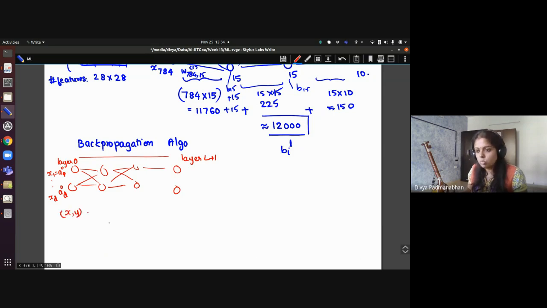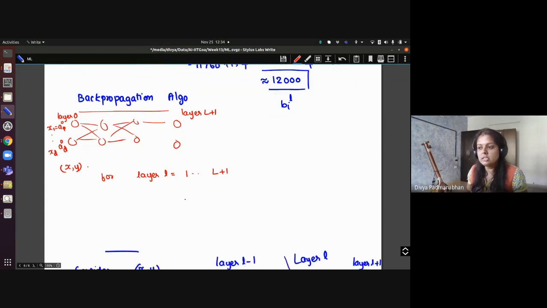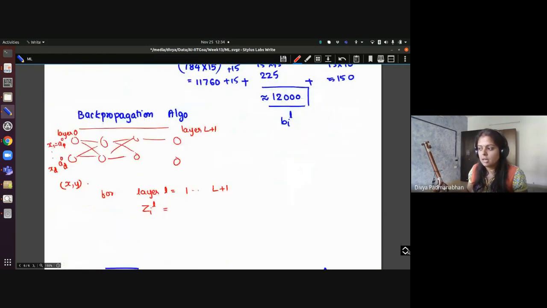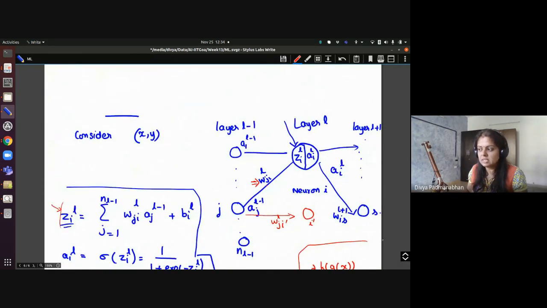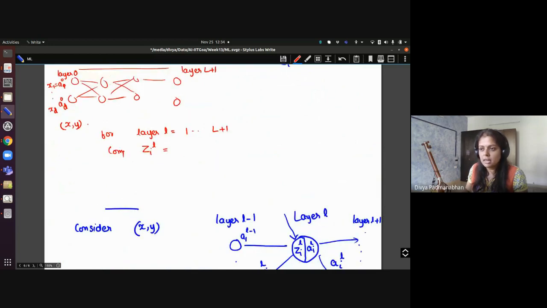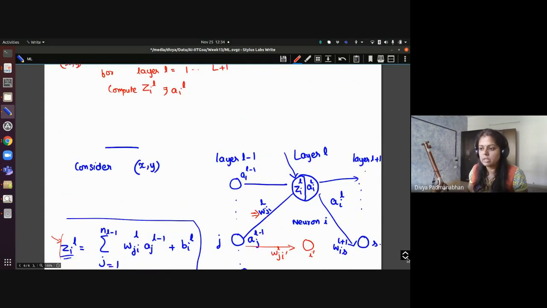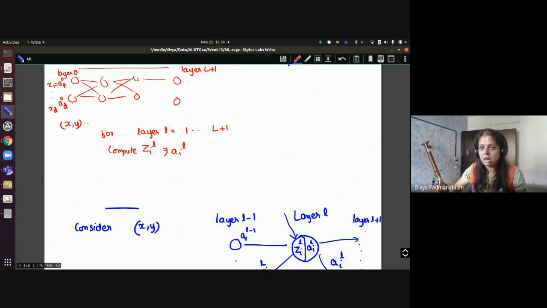Okay. And then what you do is for each layer, for layer L equal to 1 to L plus 1, you compute ZIL. Okay, so ZIL, you know how to compute. So it's just this, right? So compute ZIL and AIL. Okay, store these. So this you can do because you're going from here. Once you finish this layer, after you finish layer one, you will have the ZI1 and AI1s. All these you will have. Now use that to compute for the second layer and you keep doing this.